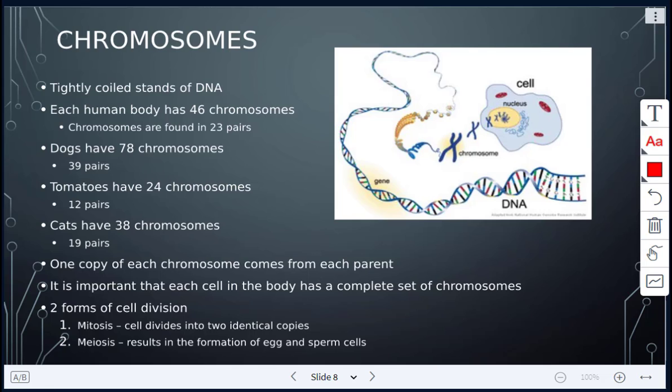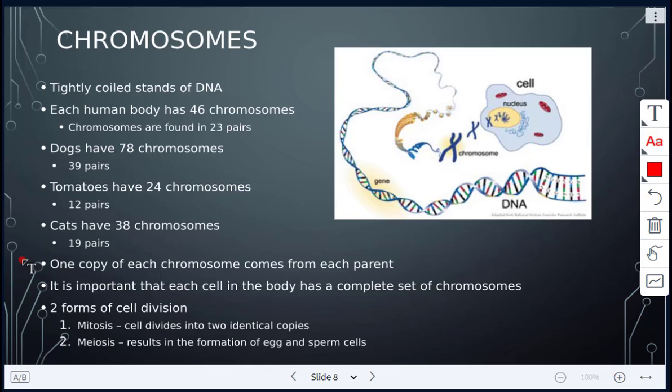All right, so we were just comparing chromosomes in different organisms. So humans, again, there's 46 chromosomes. That means there's 23 pairs. 23 plus 23 gives 46. Dogs have 78. 39 plus 39, that gives us 78. Tomatoes have 24. 12 and 12 gives us 24. Cats have 38 chromosomes, so again 19 pairs, 19 plus 19 to give us the 38.